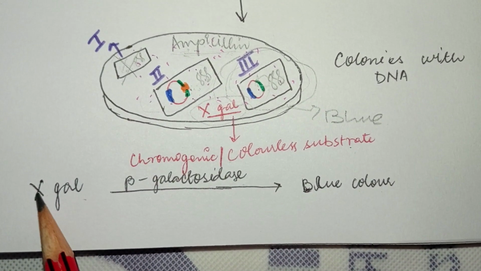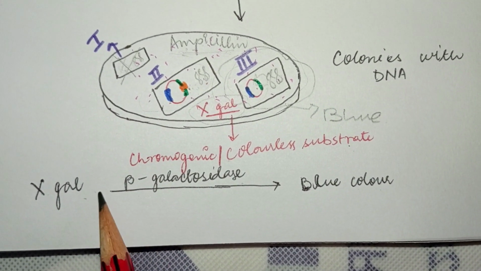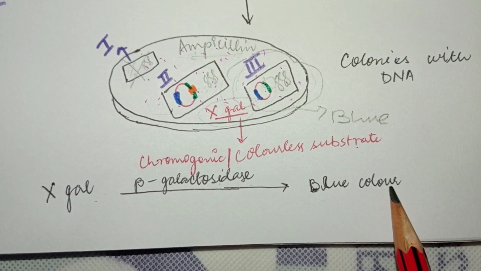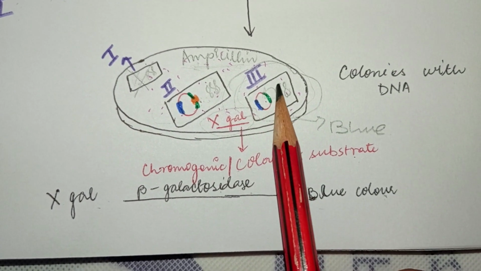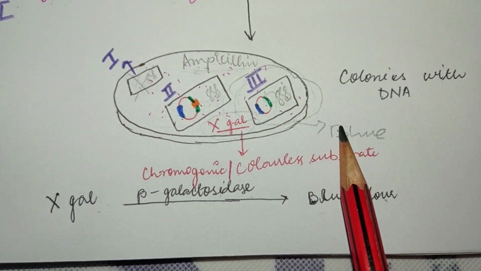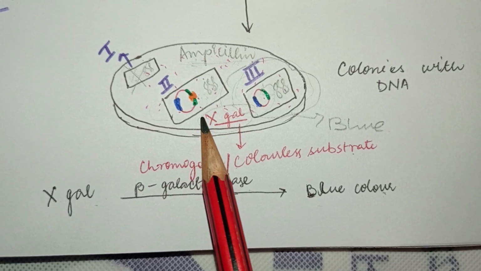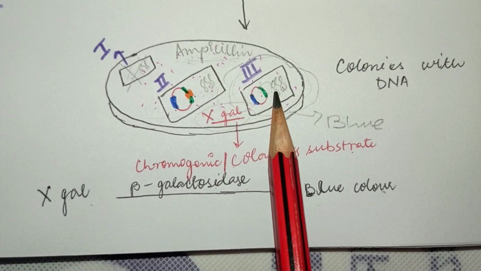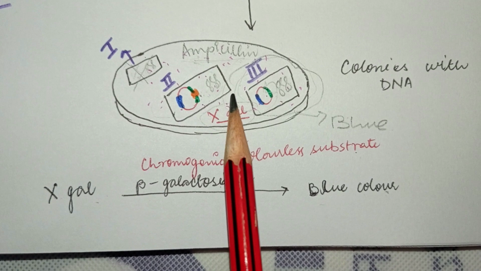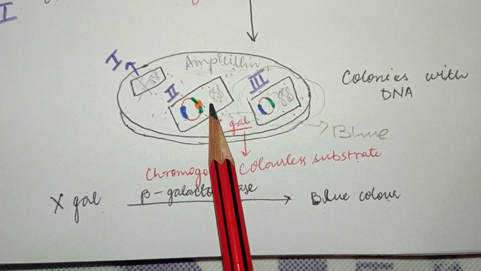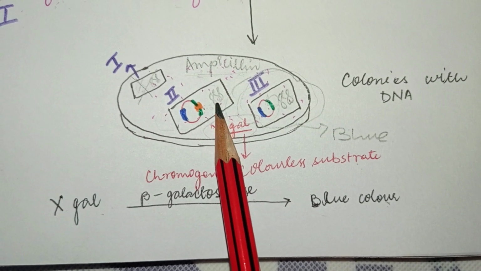Here you can see that X-gal, when it comes in contact with the beta-galactosidase enzyme, forms blue color. So the third bacteria shows a blue color colony, and the second bacteria remains white. So you can easily differentiate between these two. And now you get your recombinant and transformant bacteria.